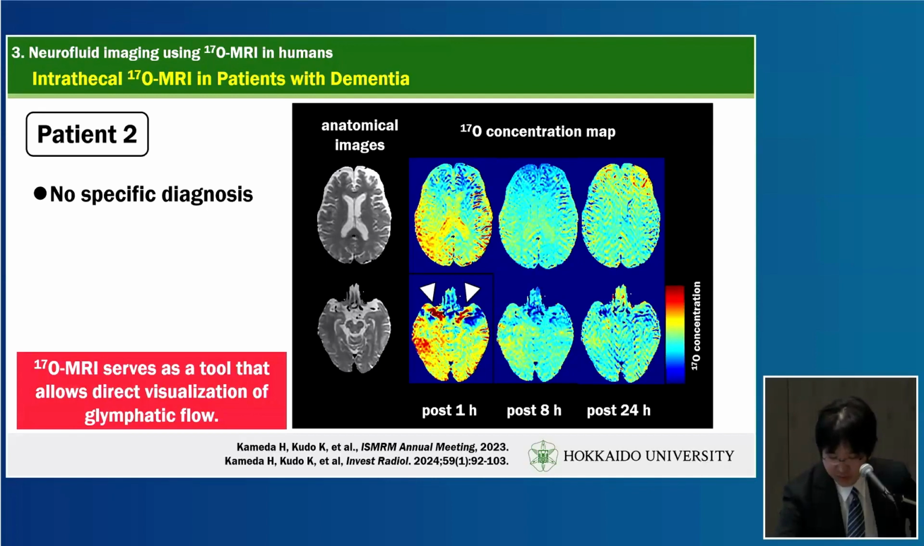Patient 2 had a very mild cognitive decline and no specific clinical diagnosis was given. In the O17 concentration map, the O17 peaked in the bilateral cerebellar hemispheres 1 hour after administration and then declined. Although we currently have data from only a few patients, we observed that patients with relatively preserved cognitive function have a more pronounced distribution of O17 water within the brain. This indicates the potential of O17 MRI to assess lymphatic function in humans.